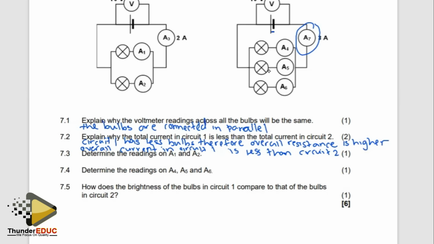So in other words, A4, A5 and A6 is going to give us 3 amps. So A7 is equal to A4 plus A5 plus A6, and A7 is equal to 3 amps. We have 3 ammeters, so we divide 3 amps by 3 so that we know what each ammeter gets. We have 1 amp, so the reading for A4, A5, and A6 becomes 1 amp. Okay, we're done with this one.